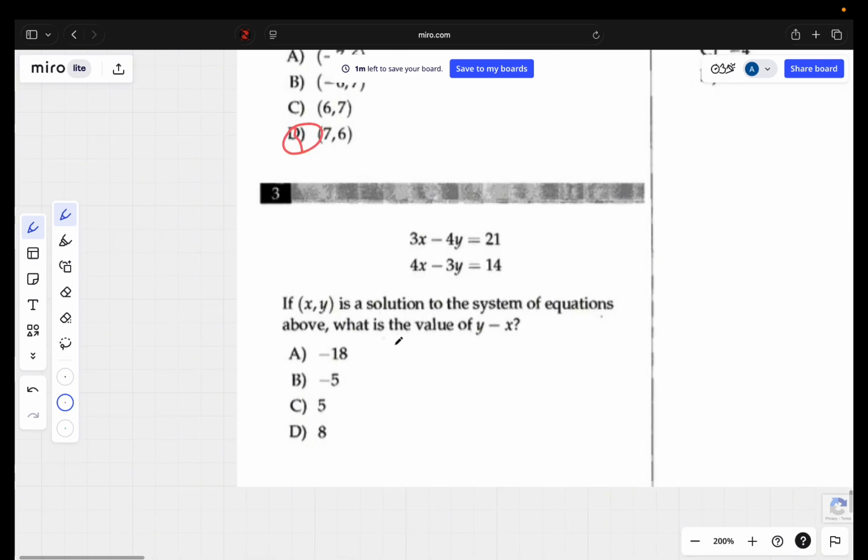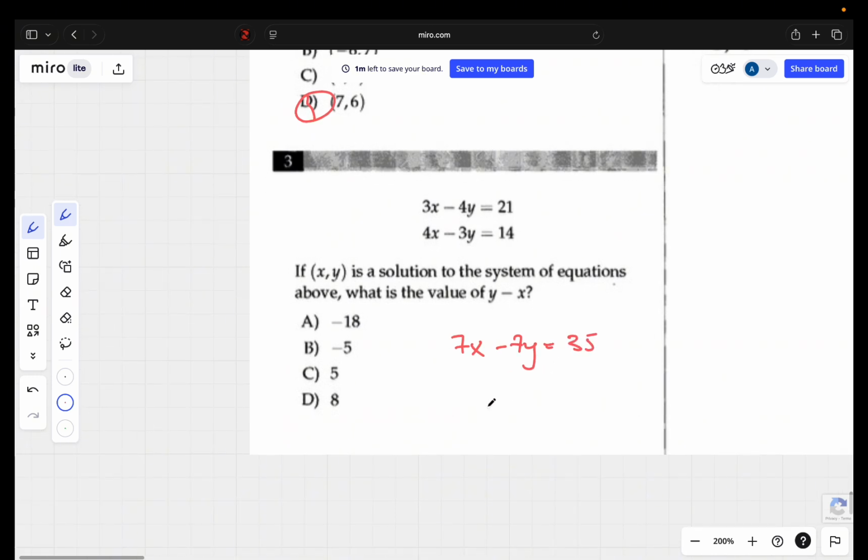Question 3. We need to find y minus x. So for this, look for a common pattern. So I need y minus x. If I add them together, I'm going to get 7x minus 7y is equal to 21 plus 14, which is 35. If I divide everything by 7, I will get x minus y is equal to 5.